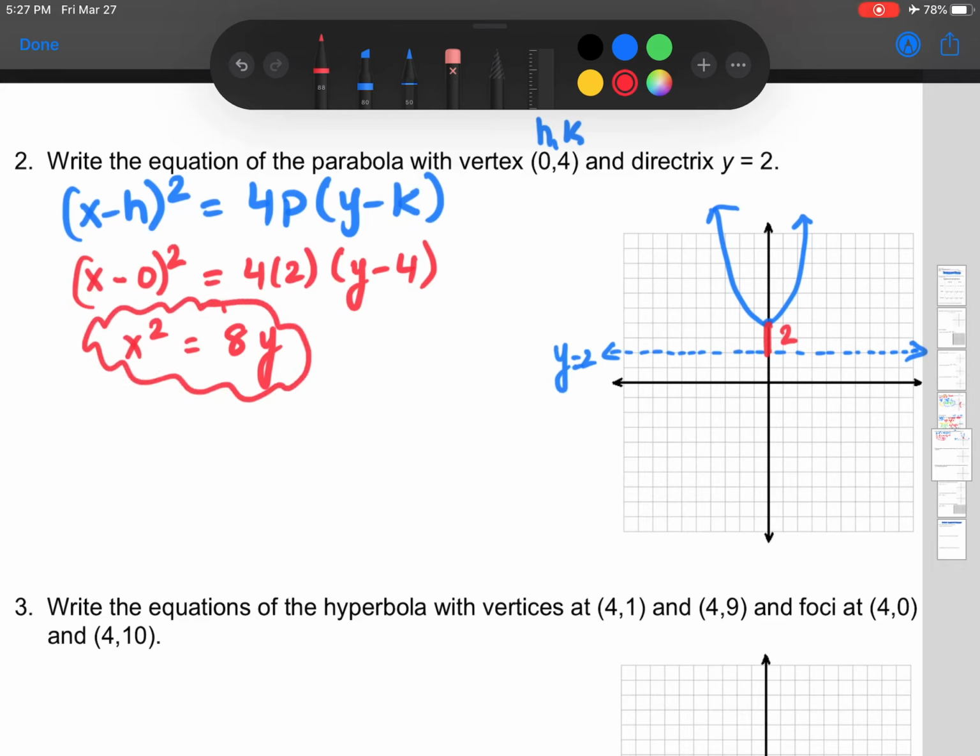And that is my equation. Oh, 8y minus 4, my bad. It is 8y minus 4. Totally forgot that. Yep, that's your equation. So we're good to go.